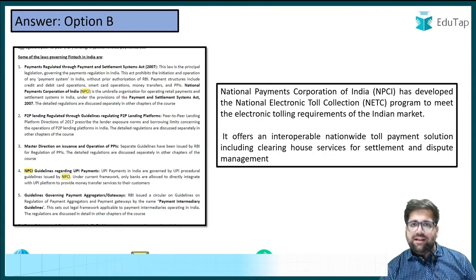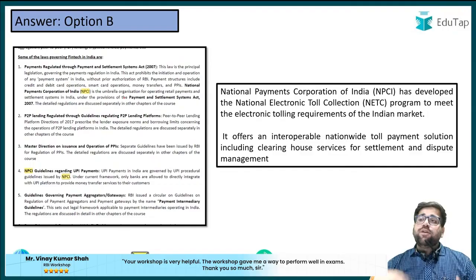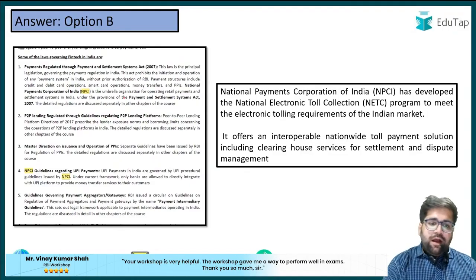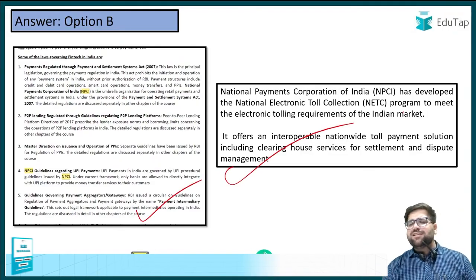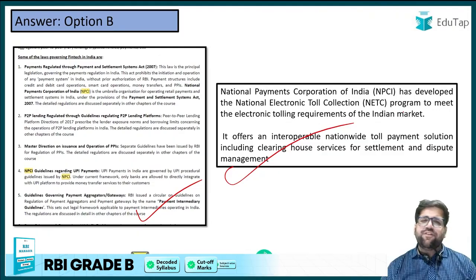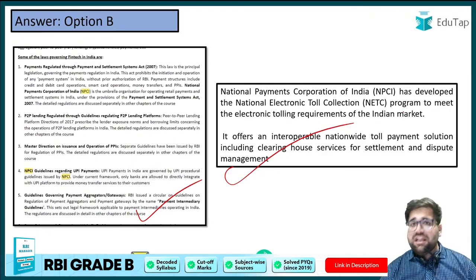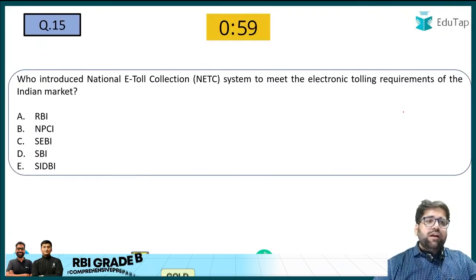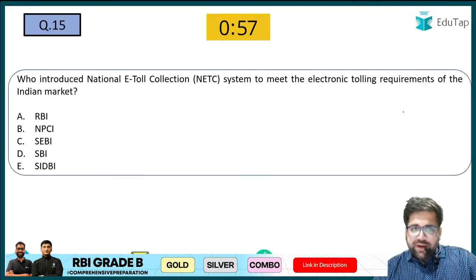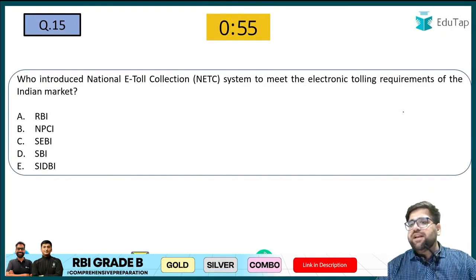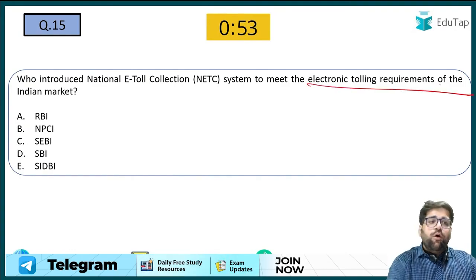Now, I would not say that we are covering every part of current affairs in our finance static. This particular component was covered in the current affairs part. So we have briefly discussed NPCI, what NPCI means, how NPCI has been formed, and what the different functions of NPCI are. Now we are coming to question number 15. Who introduced electronic toll collection system to meet electronic tolling requirements of the Indian market?